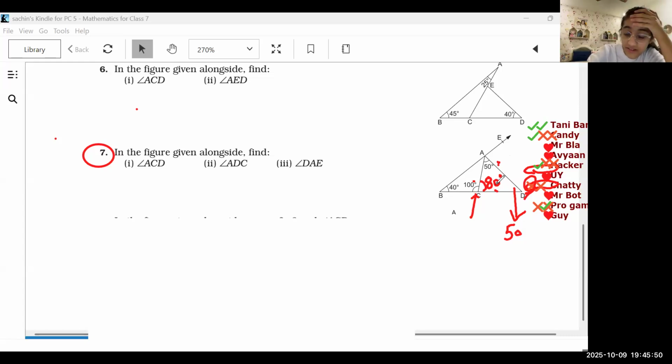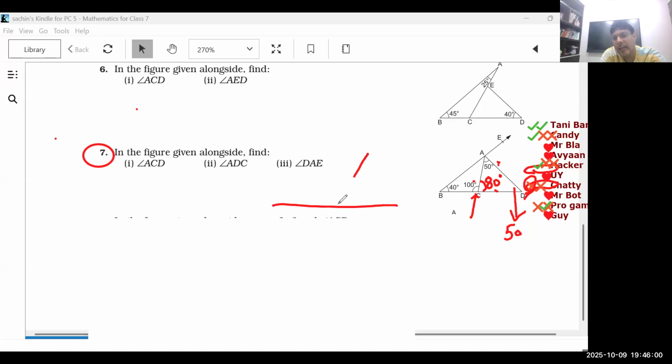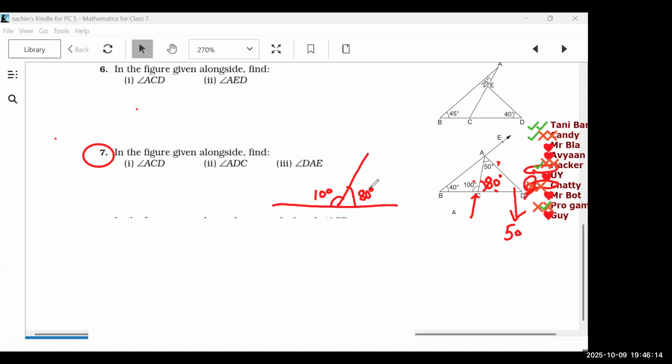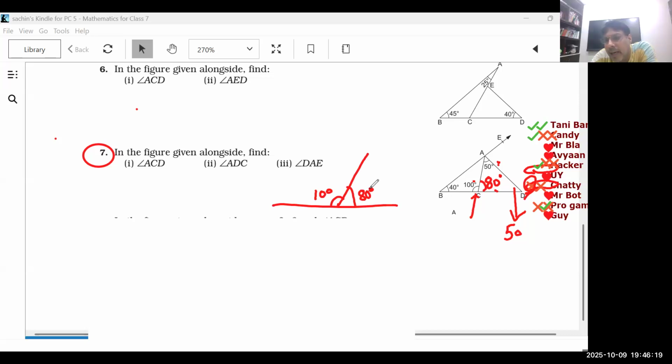Why is it 80? Beta, linear pair, two angles on a straight line. This is 100, so this will be 80. You have to understand the terms also. It's a linear pair. Now what will be DAE? 90. DAE will be 90 because this is the exterior angle of the triangle ABD.